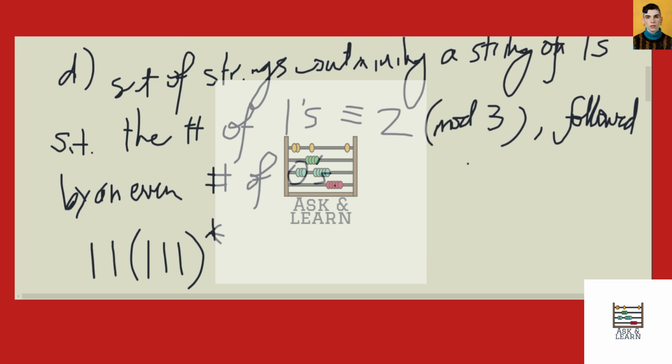Now all strings containing an even number of zeros consist of 0 or more blocks 0 0. And so all strings with 0 or more blocks 0 0 is 0 0 star.